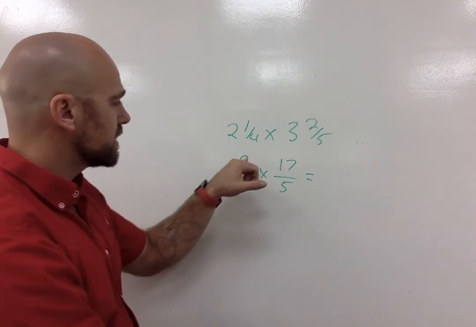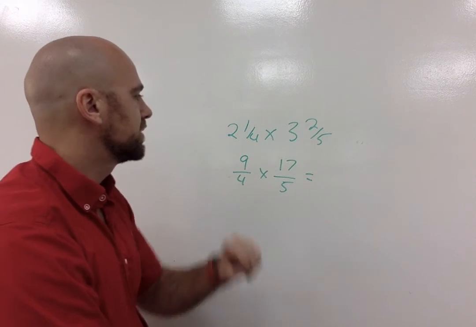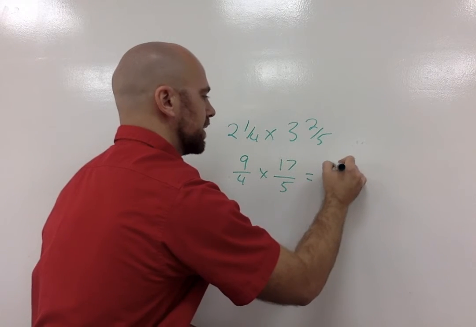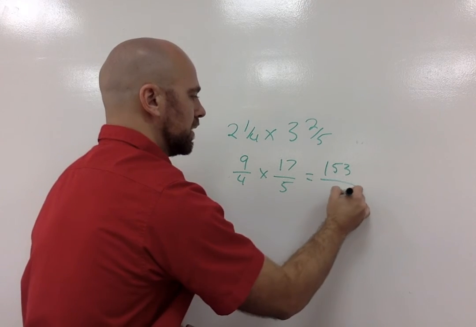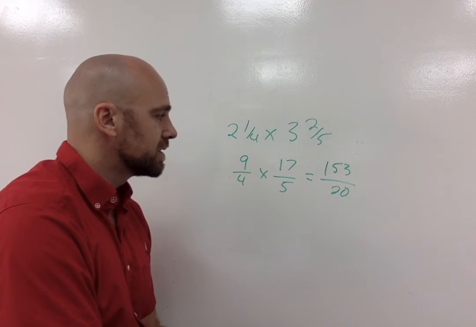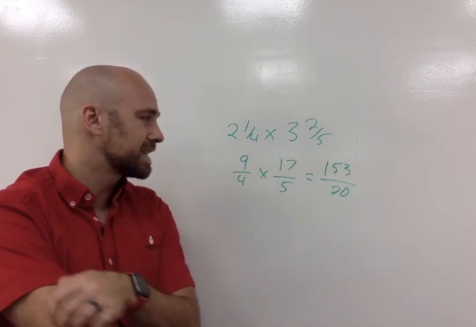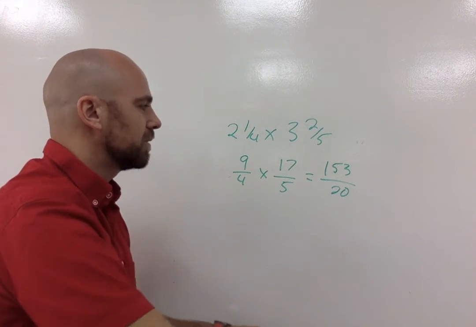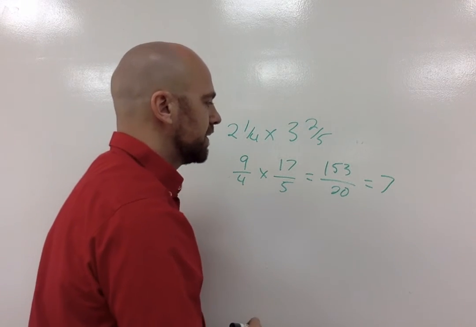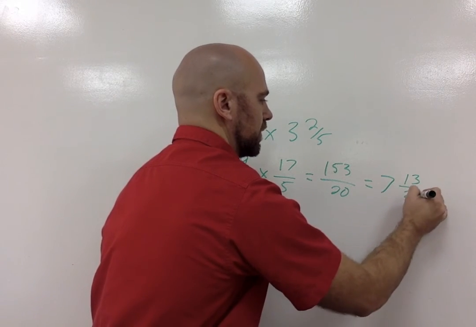So when I'm doing this, I would probably say to myself, 9 times 10 is 90, and then also 9 times 7 is 63. 90 plus 63 is 153 over 20. Okay. Once again, I can't really reduce these. I have an odd and an even, so now I'm going to turn it back into my mixed number. How many times can I take out 20? Well, I can take it out 7 times. Okay, 7 times 20 is 140, so that leaves me with 13 over 20.